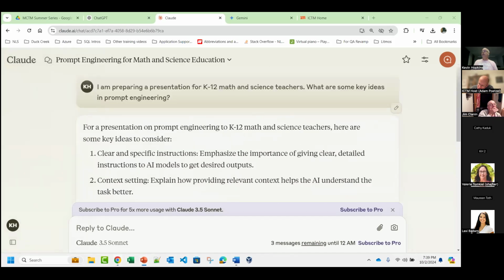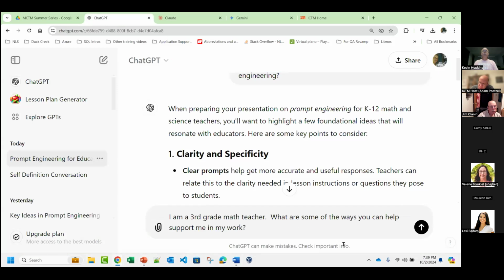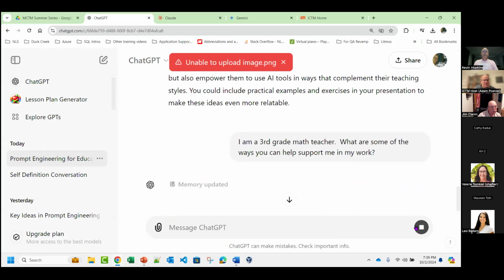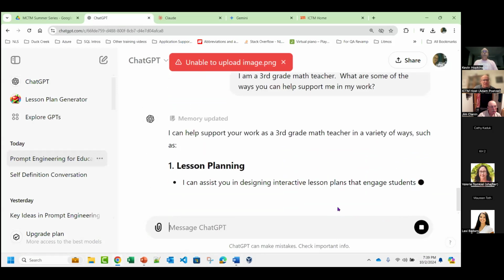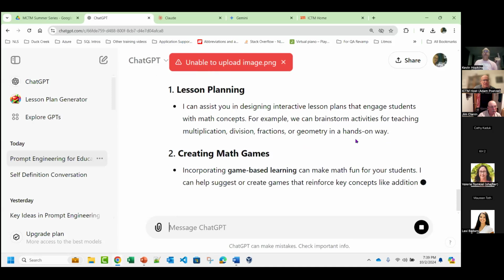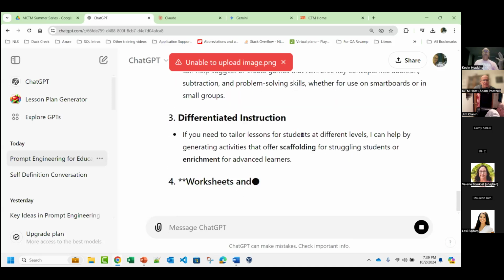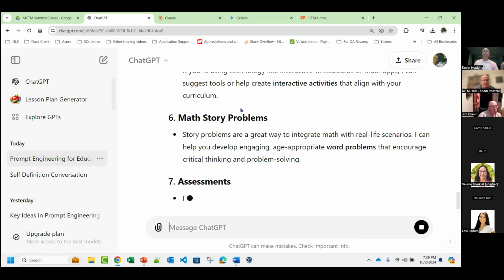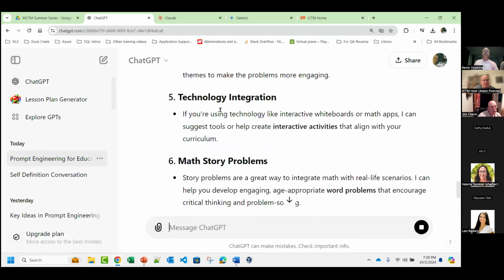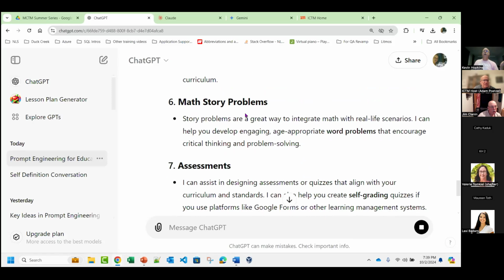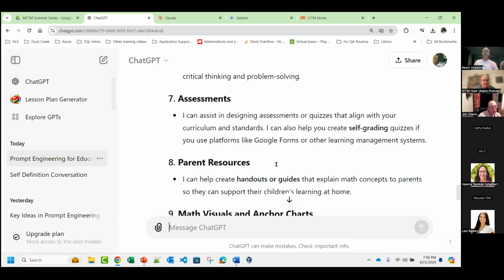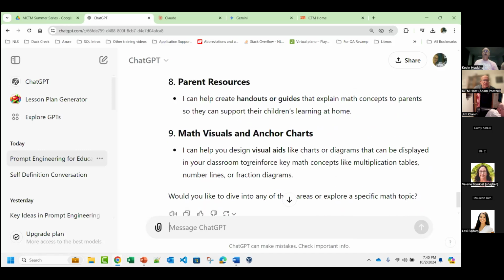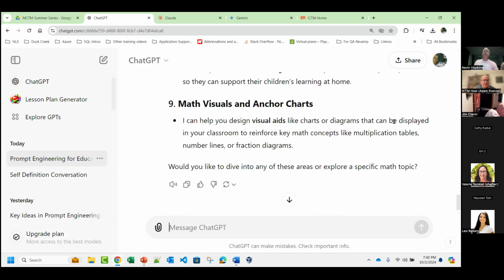So let's even get more specific. Let's say I'm a 3rd grade math teacher and you could change the grade. What are some of the ways you can help support me in my work? And so it gives some ideas in terms of lesson planning, creative math games, differentiating instruction, generating worksheets, give you ideas about interactive activities if you're integrating technology. I can make some story problems. I can help with assessments. I can create parent resources. I can design some visual aids like charts or diagrams.